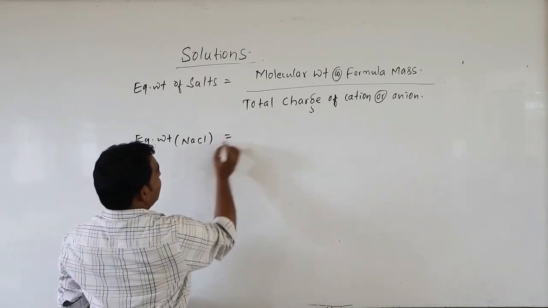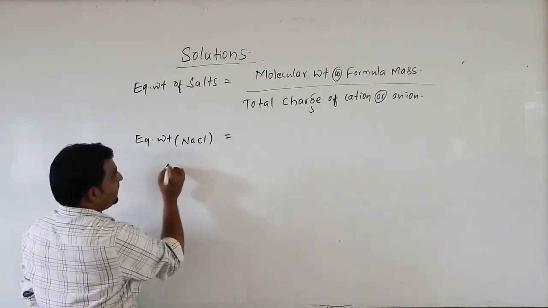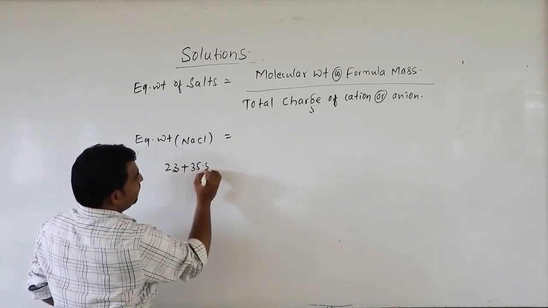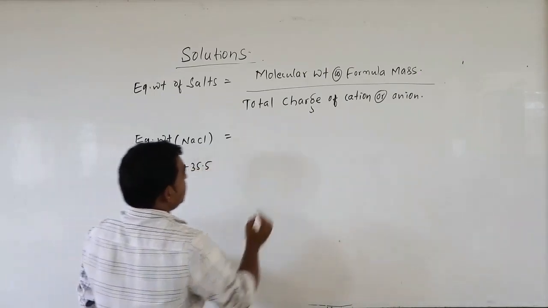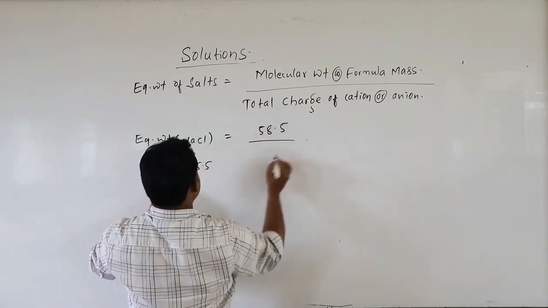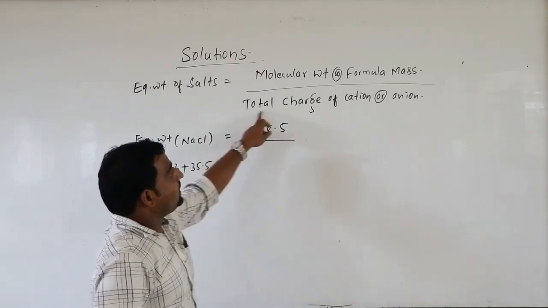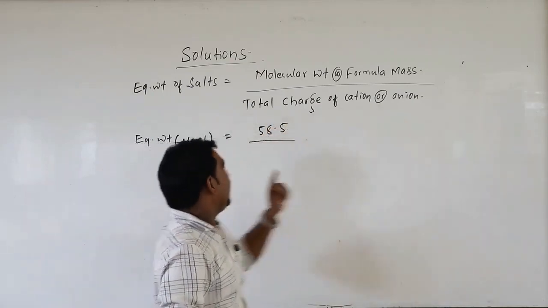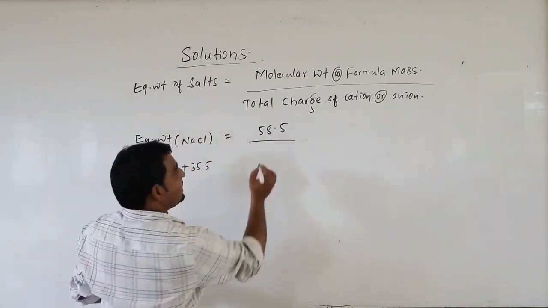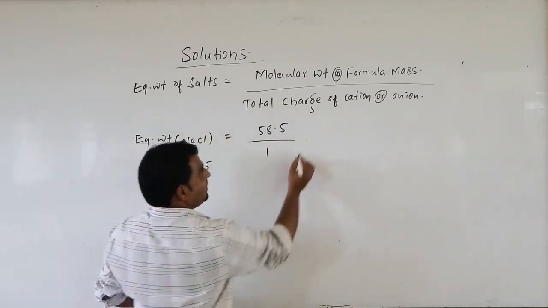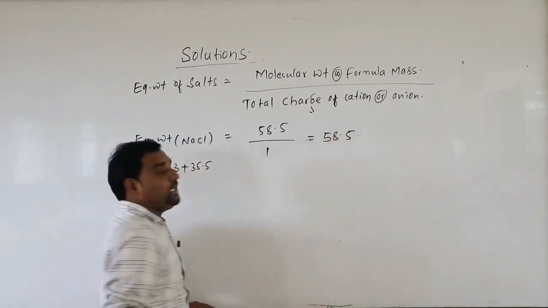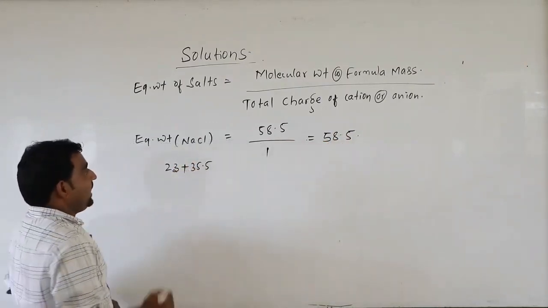The formula mass of sodium chloride is 23 plus 35.5. How much do you get? That is 58.5, divided by the total charge on the cation or anion. That is Na plus 1, Cl minus 1, so the charge of the cation or anion is 1. Hence 58.5 is the equivalent weight of NaCl.